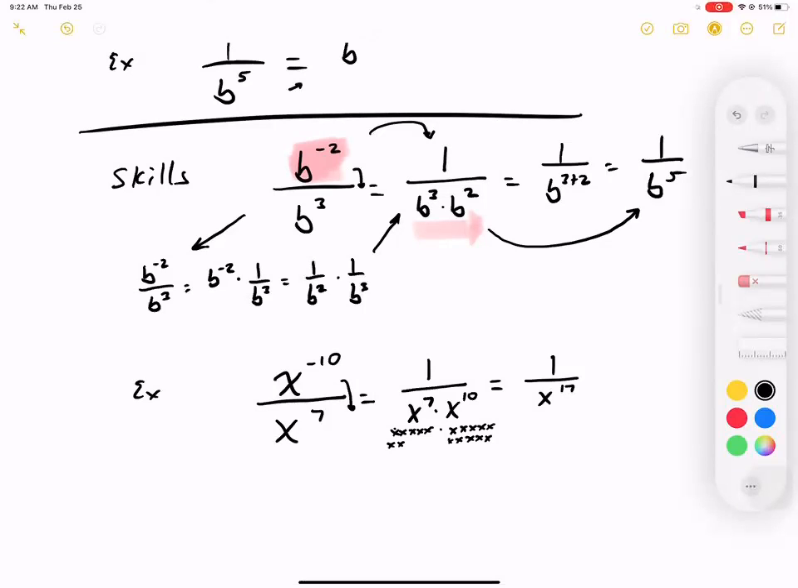So this is really just us learning how to combine exponents. We've learned how to combine variables before. If they're like terms, we can add them. But now we're multiplying powers, multiplying exponents.